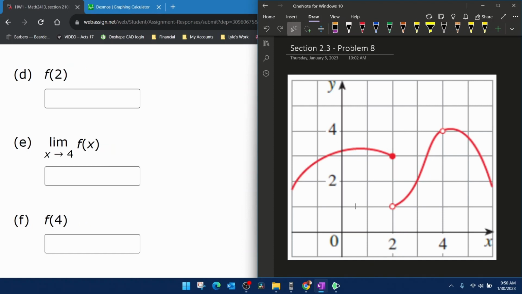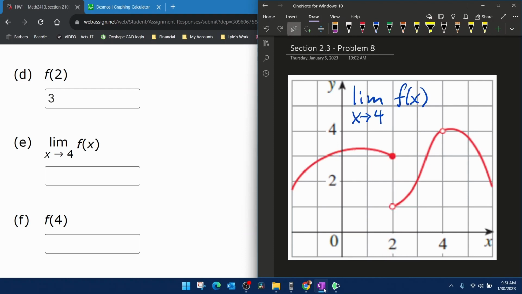Next, part D, they want us to calculate f of 2. f of 2 is the function value at 2. So when x is 2, we can see here is an open circle. So that's not going to be the y value. It's going to be up where there's a solid dot, which is at a height of 3. So we can see that f of 2 is 3 because that's where the function exists when x is 2.